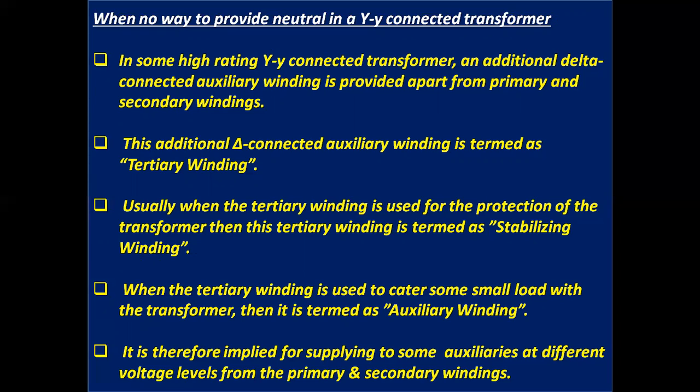Again, usually when the tertiary winding is used for the protection of the transformer, then it is termed a stabilizing winding. When the tertiary winding is used to cater to some small load with the transformer, then it is termed an auxiliary winding. It is therefore employed for supplying some auxiliaries at different voltage levels from the primary and secondary windings.